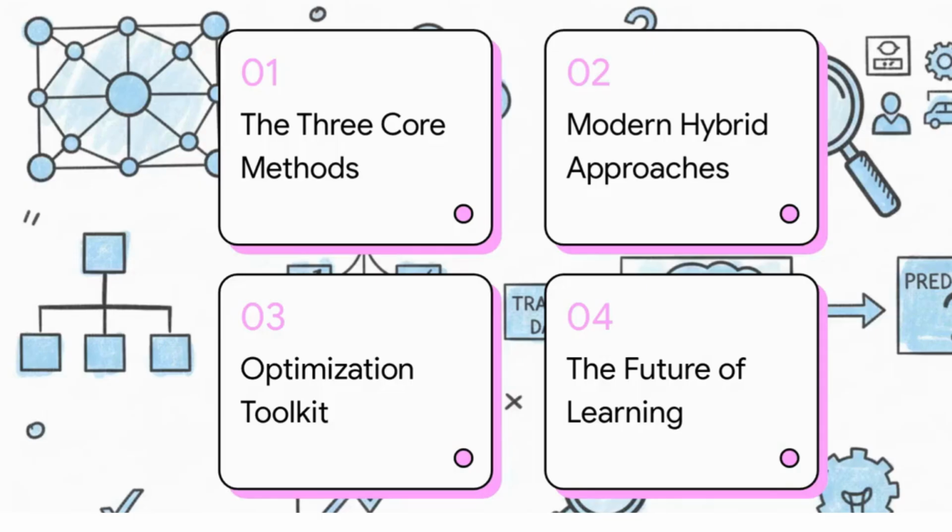Let's break it down. Okay, so here's our game plan. We'll kick things off with the core methods, then jump into some of the newer hybrid approaches. After that, we'll look at the tools that make everything smarter and faster, and we'll wrap up by looking ahead.